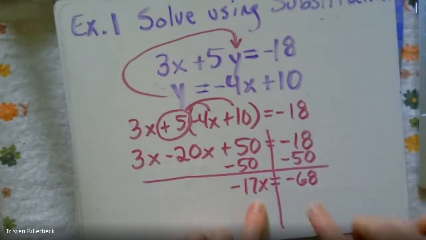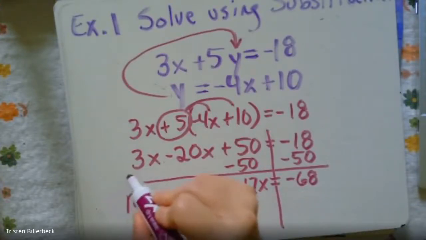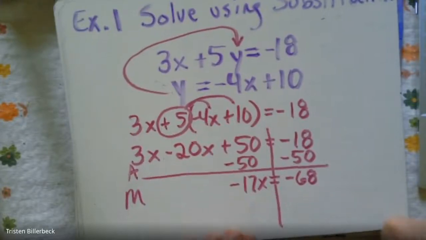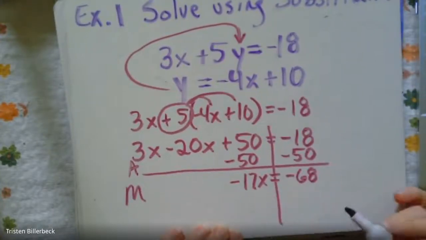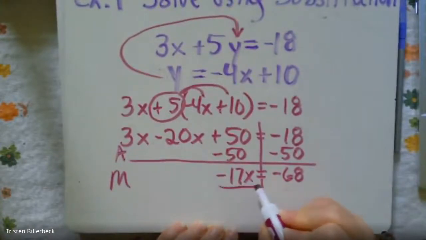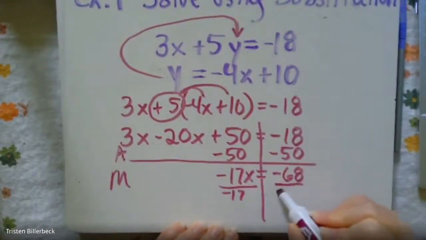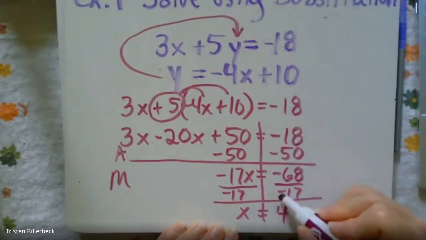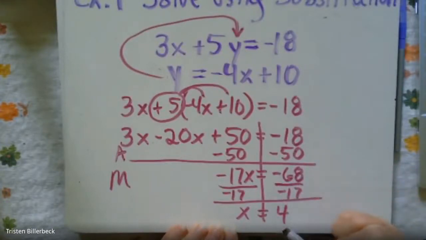So now I have one thing here, one thing here. I can finally use that multiplicative inverse. We use an additive inverse up here. The multiplicative inverse gets to be used only when we have one thing here, one thing here. So I have negative 17 multiplying x. The opposite then is division. So we're going to divide by negative 17. And what this gives me is x equals positive 4, because I have a negative 68 divided by negative 17, which is a positive 4.